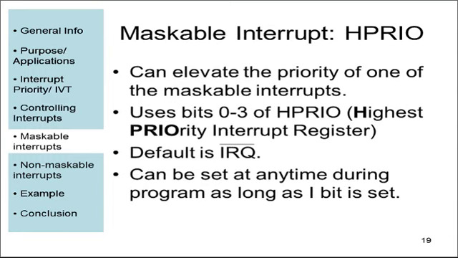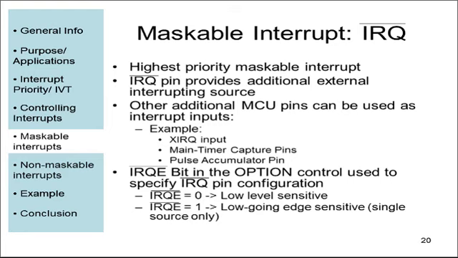Which are the maskable interrupts? We can elevate the priority of one of the maskable interrupts. It uses bits 0 to 3 of the highest priority interrupt register. The default is IRQ. It can be set at any time during the program as long as the I bit is set. The maskable interrupt IRQ is the highest priority maskable interrupt. The IRQ pin provides an additional external interrupting source. Other additional MCU pins can be used as interrupt inputs.